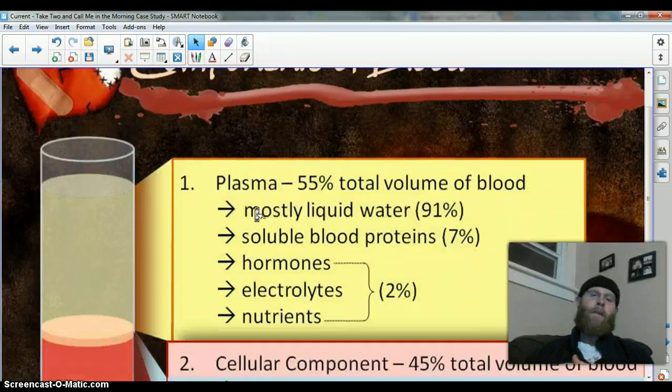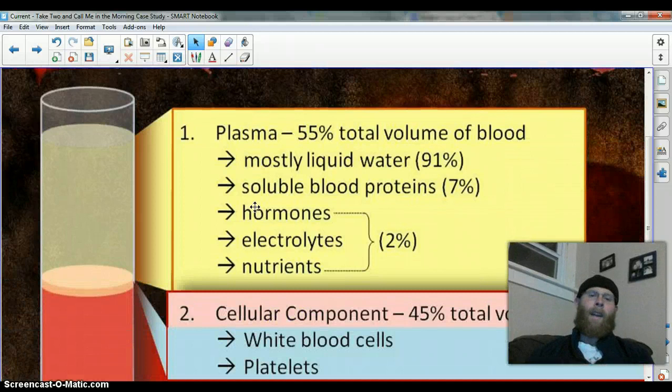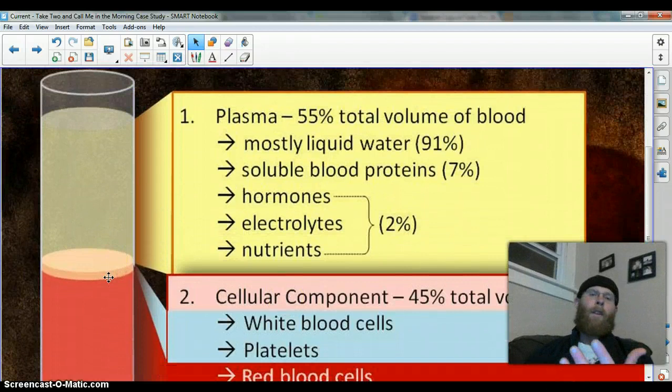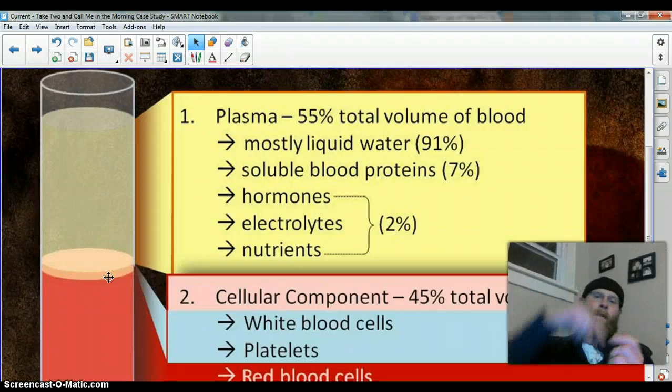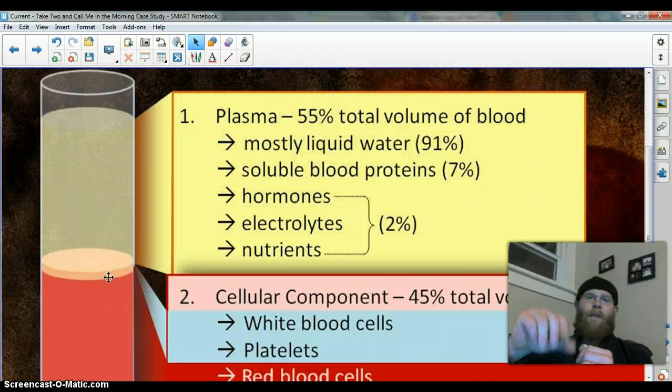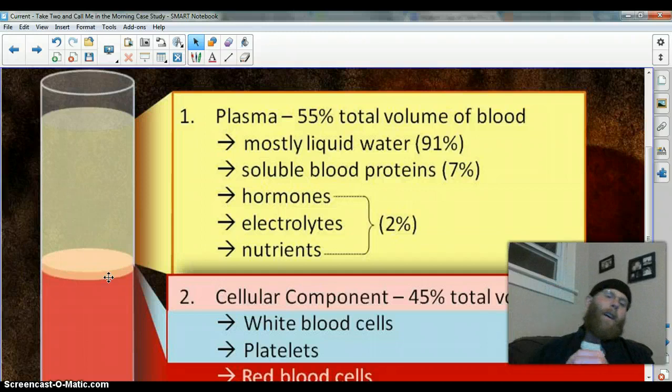Blood can be broken up into one of two categories: the plasma and the cellular components. Over here to the left, this diagram shows you what the blood would look like if it was stuck into a centrifuge. A centrifuge is a little whirly thing that you stick it in there and it slams all the cellular components towards the end of the test tube using centripetal force, and all the watery stuff floats at the top.